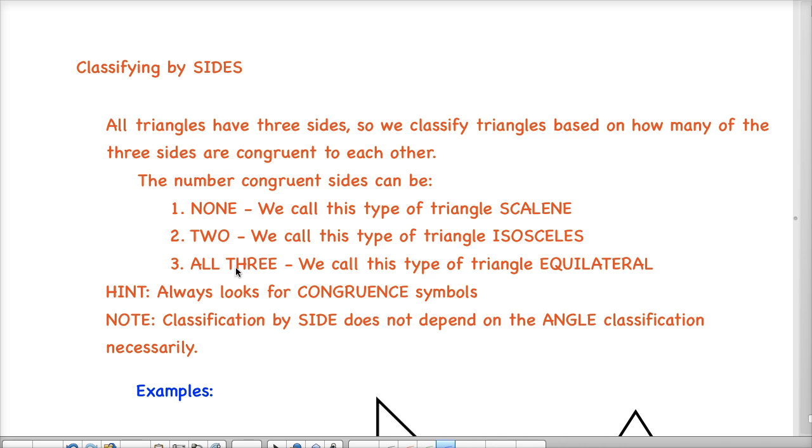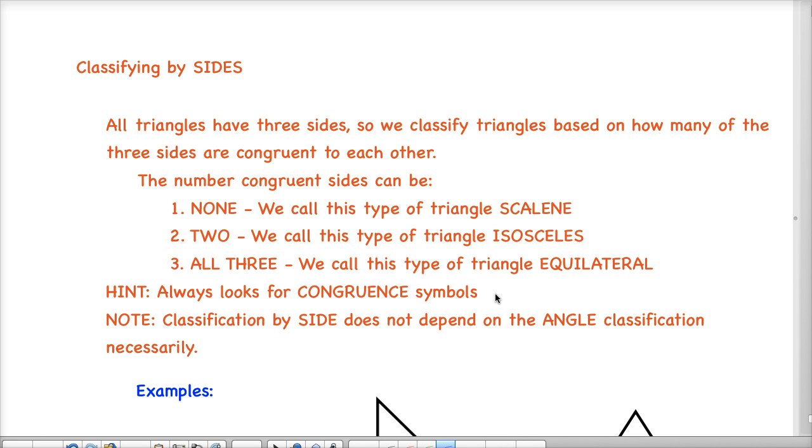And then there could be the case where all three of the sides are congruent, and that's a special type of triangle called an equilateral triangle. We'll explain a little bit more about that one, why it's special, in a second. But here are your three different scenarios. Scalene, none of the sides are congruent. Isosceles, two of them are congruent. And equilateral, where all three of them are congruent.